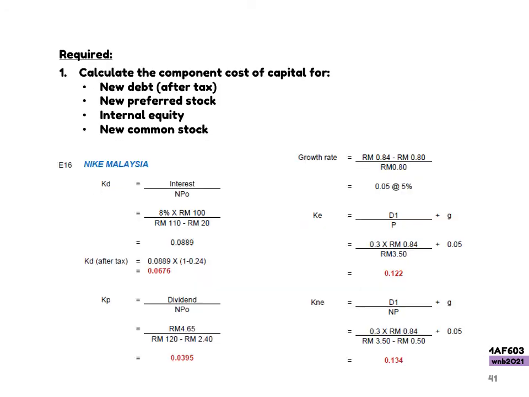So here I show you the computation macam mana I kira KD, dan please always remember that untuk KD kita kena cari yang after tax. Okay, jangan lupa cari yang after tax. Dan kat sini is how to find the KP, KE dengan KNE. This one semuanya menggunakan dividend growth model DGM. Kita tak guna CAPM tapi kita guna dividend growth model. So tengok betul-betul cara untuk compute all these four individual cost of capital.